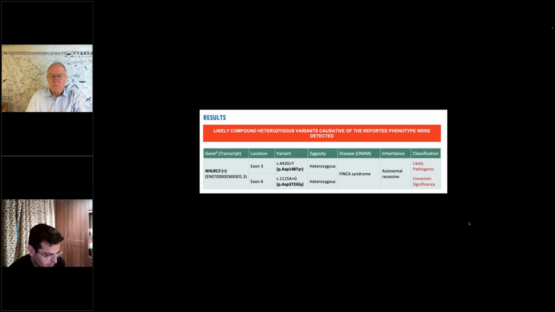The child was sent for genetic analysis, and it came back as a likely pathogenic variant of a syndrome known as Finca syndrome, which is caused by the NHLRC2 mutation.